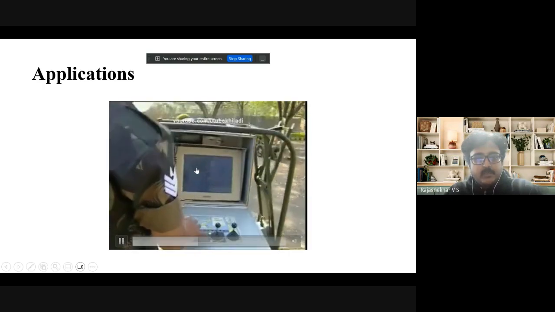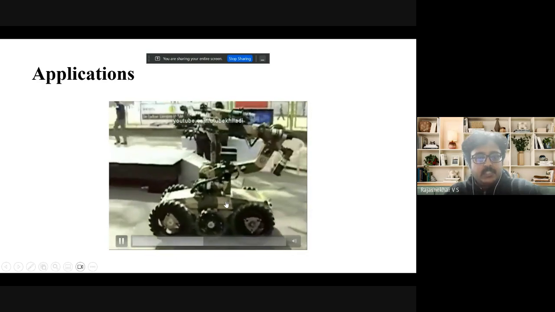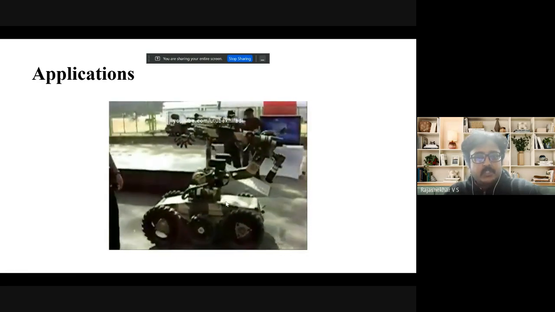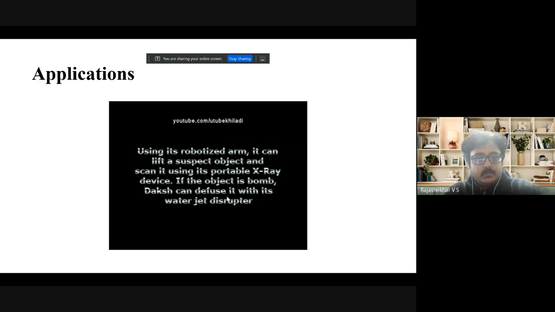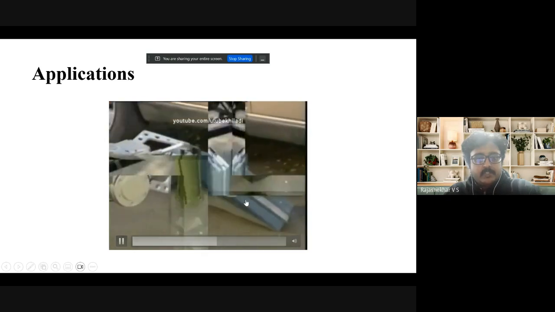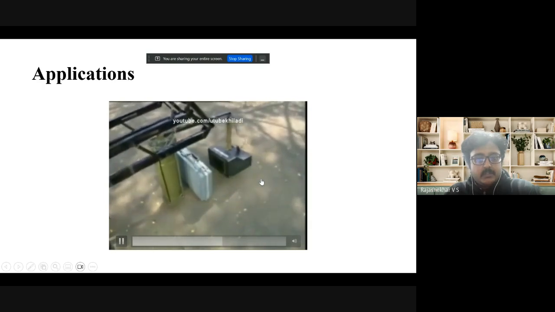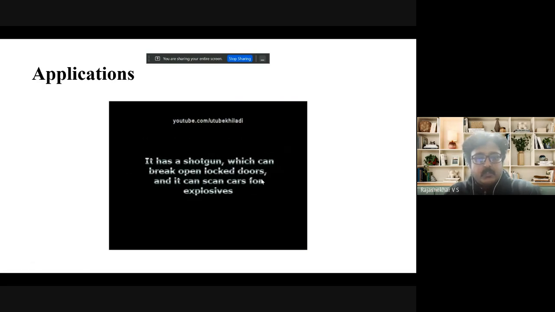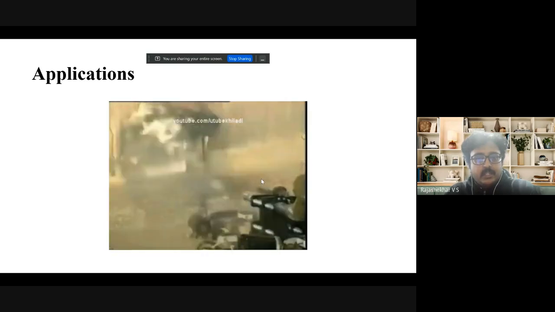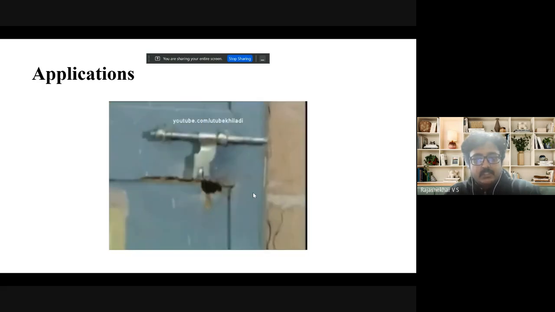So this is the graphical user interface for the robot, and as we go on, we'll be able to see some visuals where it disposes the explosives. It has a portable X-ray, this is the suspected object which it takes and it scans it, and using a jet of water, it actually breaks it into pieces.